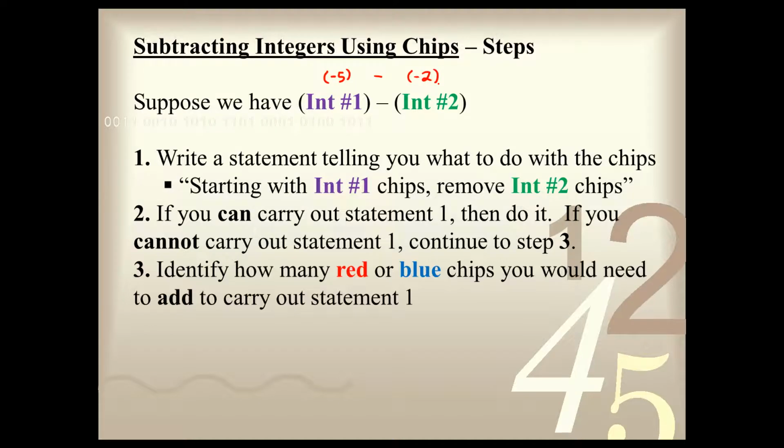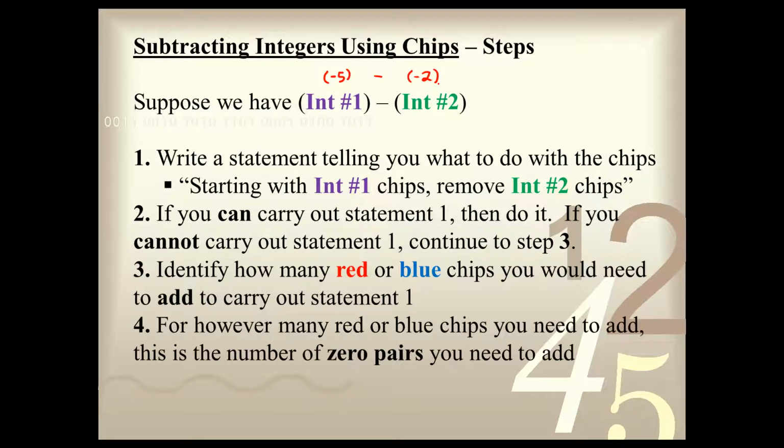So let's go to step 3 now. Step 3, identify how many red or blue chips you would need to add to carry out statement 1. So you ask yourself, why can't I carry out this operation? Usually the answer is that I don't have this number of blue chips, or I don't have this number of red chips. So you say, okay, I could carry out the operation if I just had this number of chips. Once you identify that number of chips you would need to add, that is going to be the exact number of zero pairs that must be added. So you do that and then carry out statement 1.